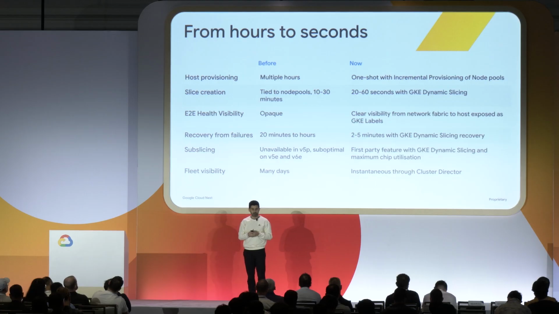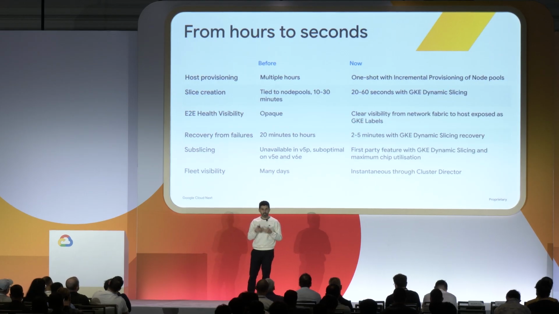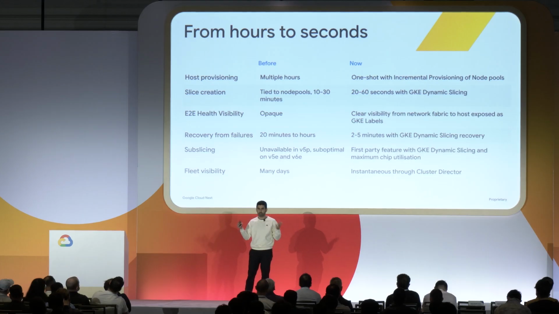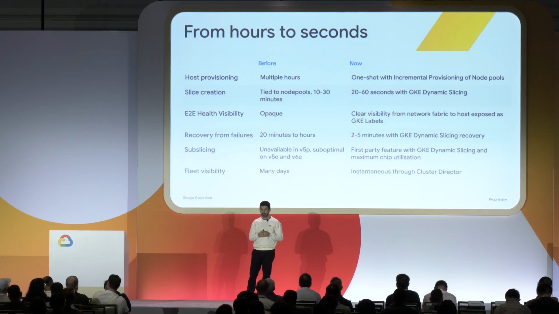Sub-slicing, very specific to Anthropic, we co-developed and it was unavailable on V5P. Now it's a first-party feature that we can use directly through the slice CRs. And the fleet visibility to actually see all of the capacity that we have acquired would have taken weeks back then. And now we can instantly see it and build that nice TPU hardware map instantly through Cluster Director.